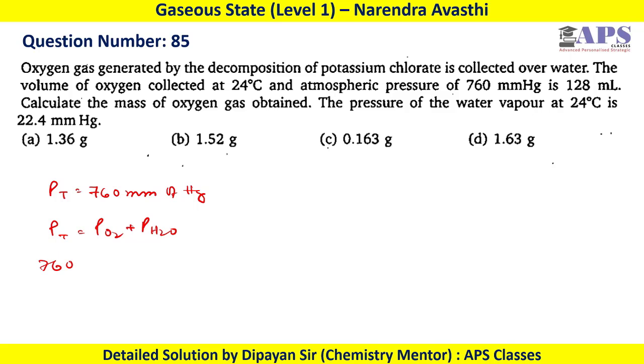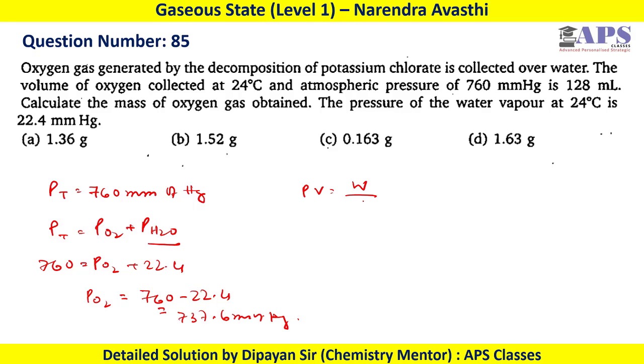So 760 is the total, and it is given by 22.4 plus the pressure of oxygen. So pressure due to oxygen only will become 760 minus 22.4, which is 737.6 mm of Hg. Okay, now we know that PV equals W by m RT. So W can be calculated as mPV by RT.